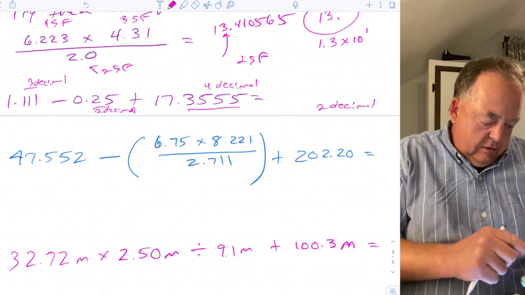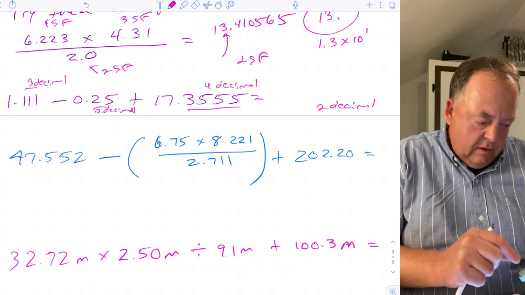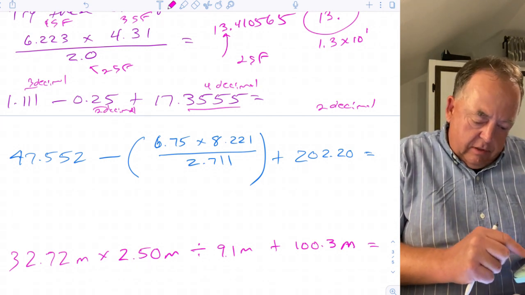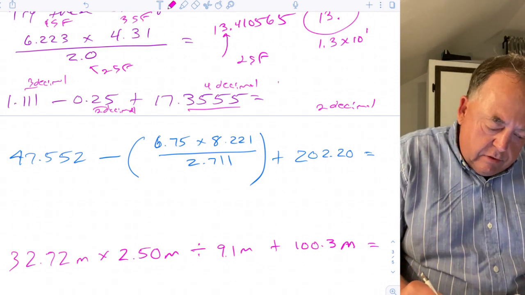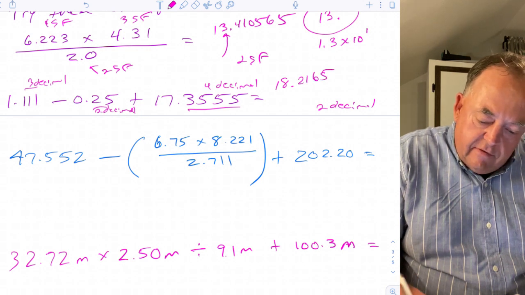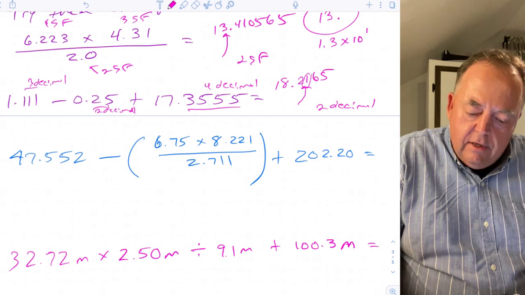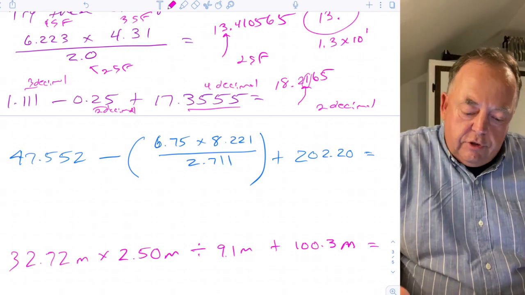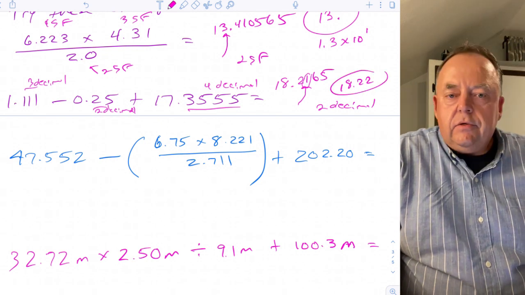places. So 1.111 minus 0.25 plus 17.3555. Calculator tells you, if I did my math right, 18.2165, and it can have 2 decimal places, so the last number that counts is that 1, and the next number is 5 or greater, so you round up, so this would be 18.22 would be the answer there.